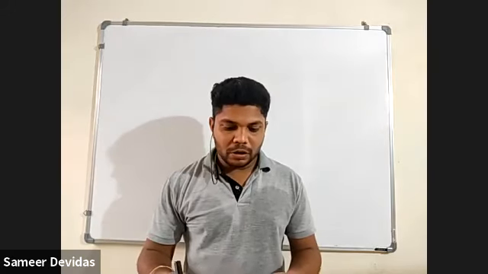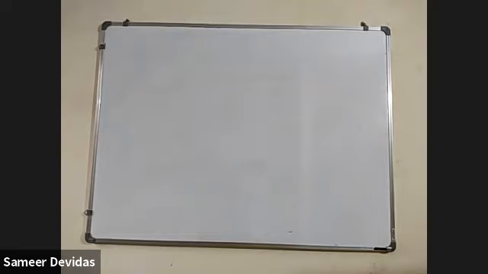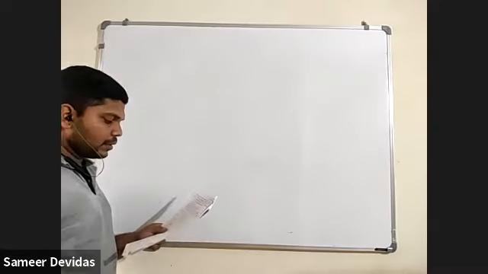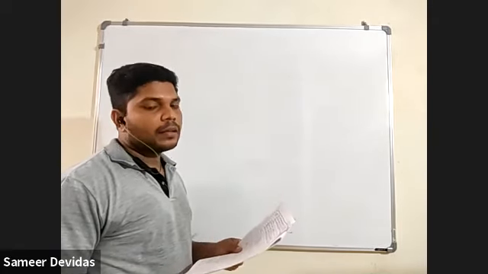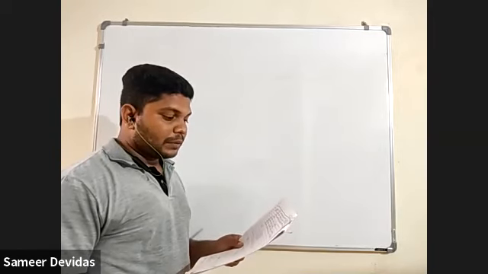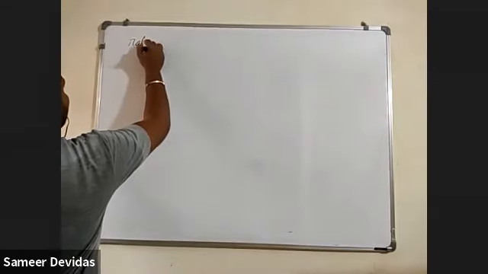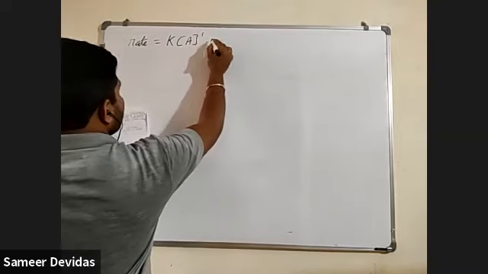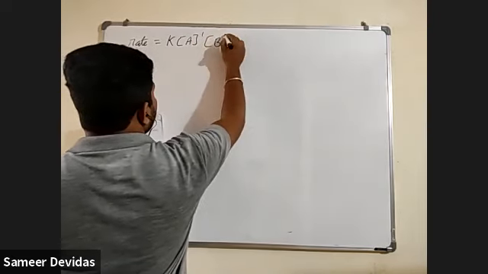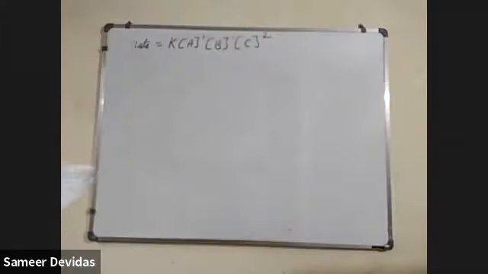The rate law for a reaction of A, B and C has been found to be rate is equal to K A raised to 1, B raised to 1, C raised to 2. So already the rate law is given to you, students.